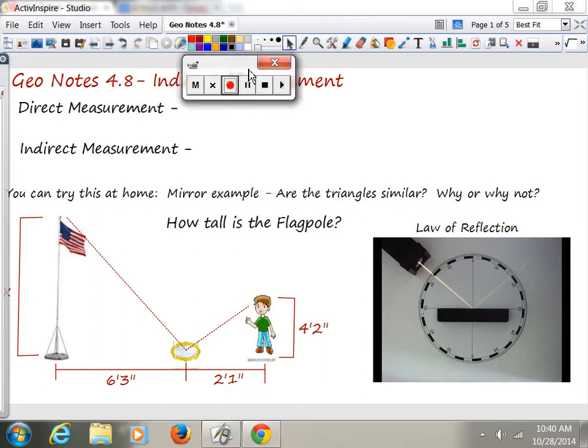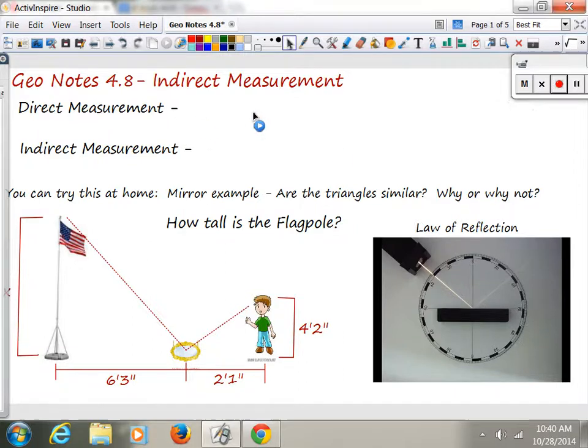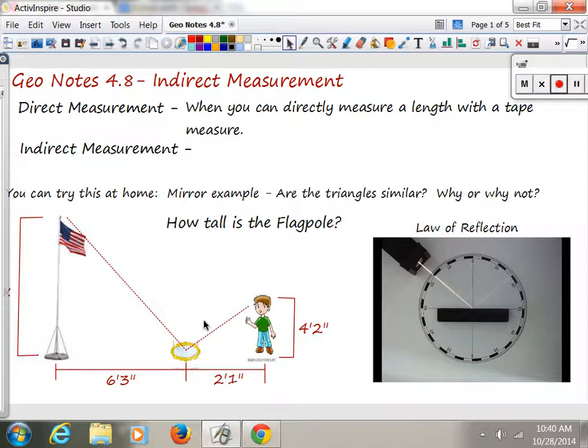All right, we're going to be talking about indirect and direct measurements today. Direct measurement is when you can directly measure a length, like with a tape measure. So I can take my tape measure, go to Roy's desk, and measure it and say, oh, it's 24 inches or 2 feet. That's direct measurement. Anything I could actually walk and measure.